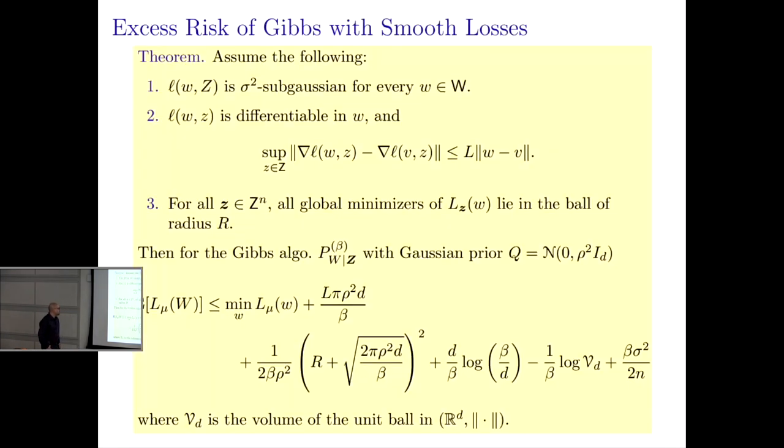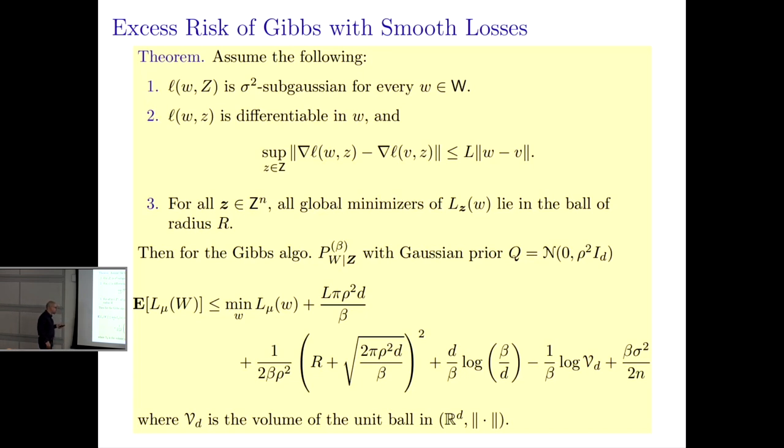But here's the result. It looks awful, but let me walk you through it. Assume the following. Suppose the loss is sub-Gaussian, and this function L is differentiable in W and has Lipschitz gradients. We're also going to assume that the global minimizers for any value of the data all lie in a ball of radius R. It's not such a restrictive assumption, because I can imagine my loss being basically quadratic at infinity, and if it's quadratic at infinity, all of the critical points, the points where the gradient is zero, have to be in some ball, right?